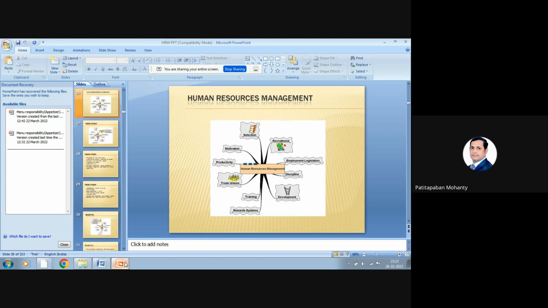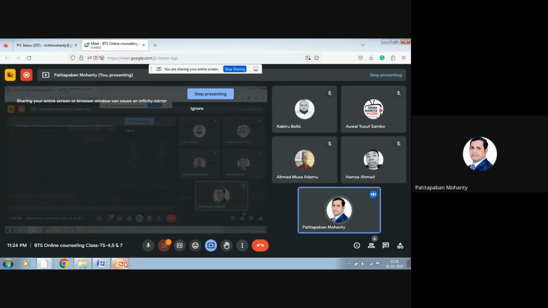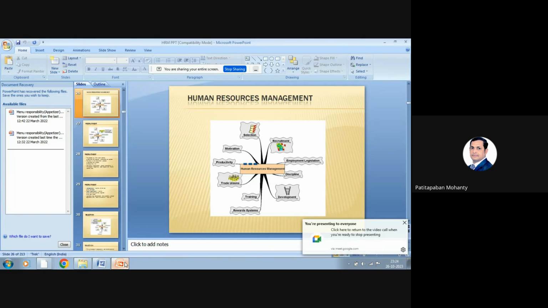You can see there is a human resource management tree, showing how different kinds of functions are attached to human resource management. I think you can easily see these human resource management functions. Your first one is selection, recruitment, motivation, productivity, trade unions, training, reward systems, development, discipline, employment legislation. So the entire thing comes under the umbrella of human resource management. These are the sub points which you will definitely learn later on.